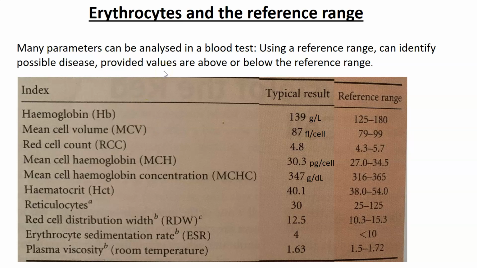Okay, if they suspect it's something to do with red blood cell count, or maybe they suspect you have anemia, what they'll do is a blood test that consists of several analyses. These are the types of parameters that they measure in a blood test if they suspect anemia.